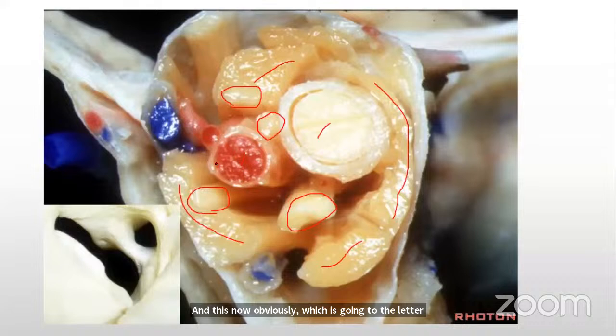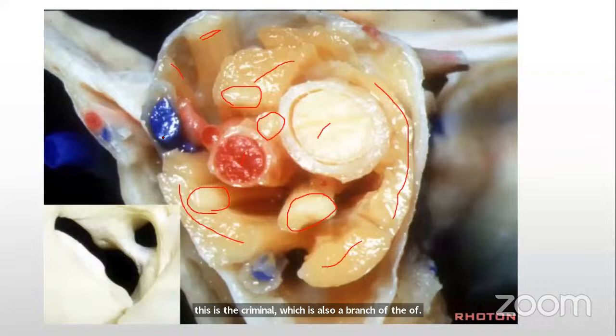Outside of the annulus of Zinn, now this is a very important aspect to understand, and it's also important from the exam point of view, the structures that lie outside of the annulus of Zinn are these two nerves. This nerve is the frontal branch of the ophthalmic division of the trigeminal nerve, and this is the lacrimal nerve, which is also a branch of the ophthalmic nerve.